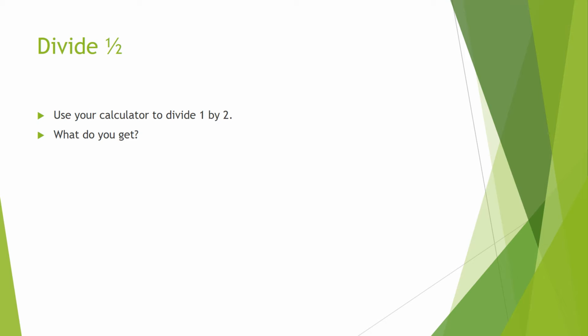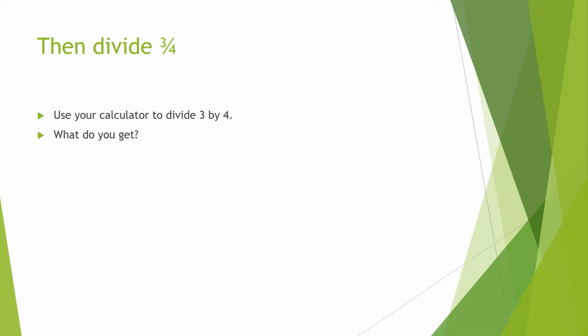The first step is to divide 1/2. We are going to use our calculator to divide 1 by 2. And what do we get when we divide 1 by 2? We will get 0.50. So 1/2 in decimal form is 0.50, so be sure to write this down on your paper.